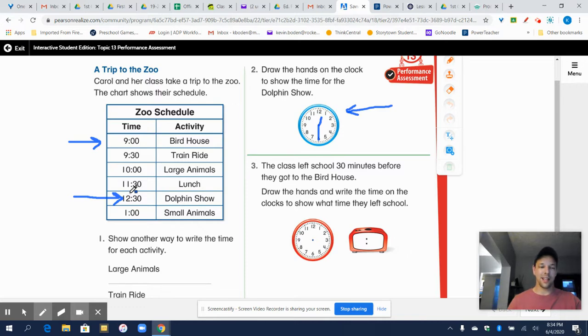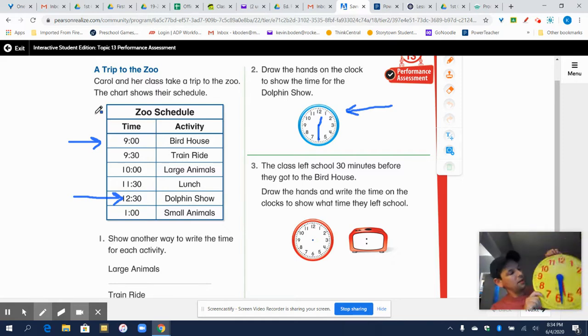So they had 30 minutes to get there, and then they get there at 9 o'clock and go to the birdhouse. But what time did they leave school? Remember, they left 30 minutes before the show. So I like to get my clock ready for these kind of activities. So the birdhouse activity starts at 9.